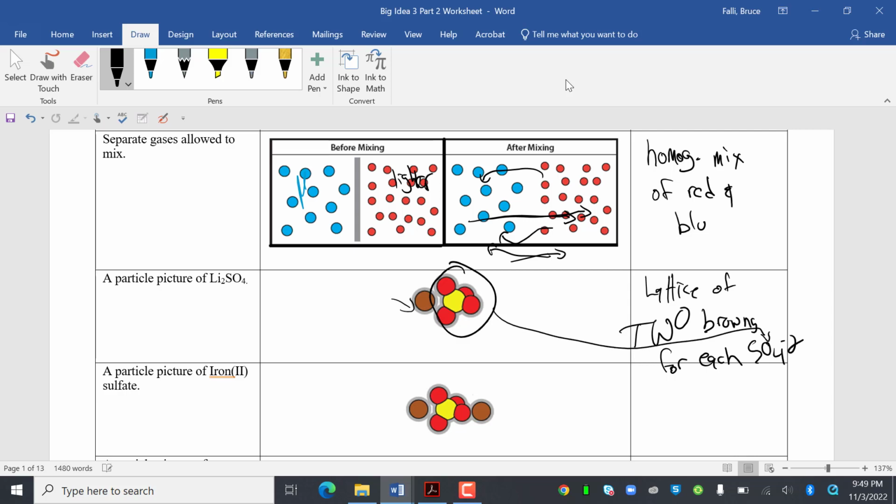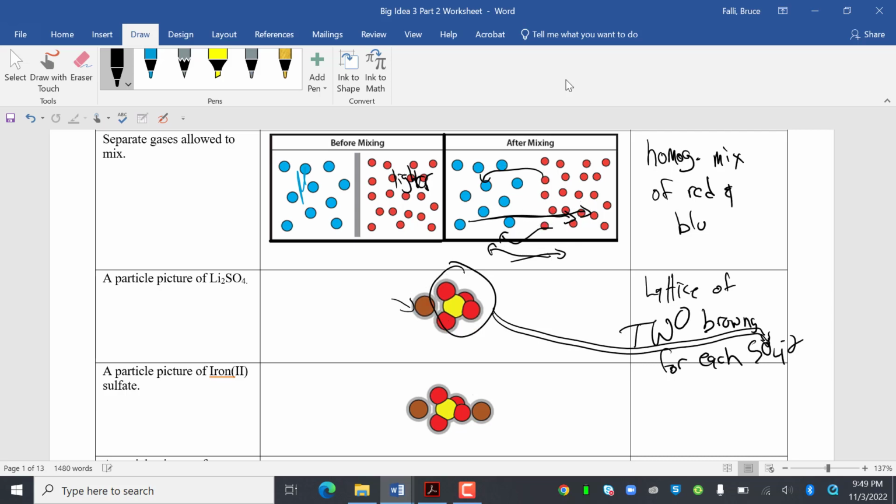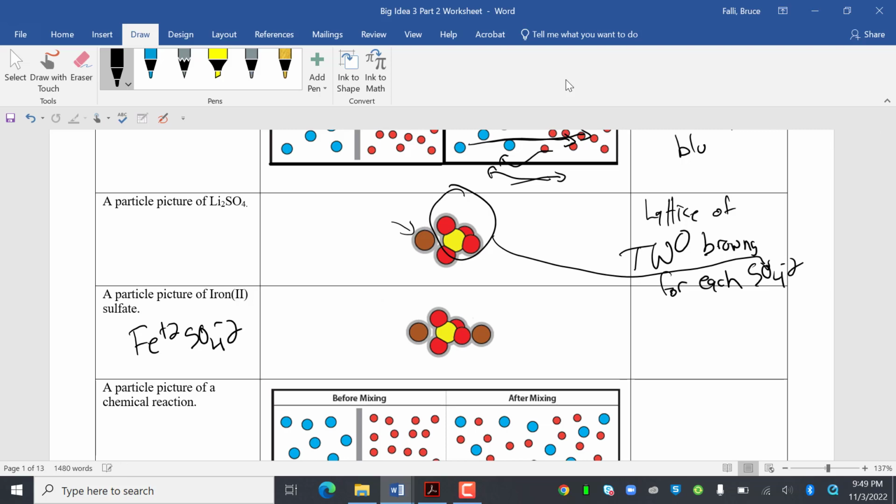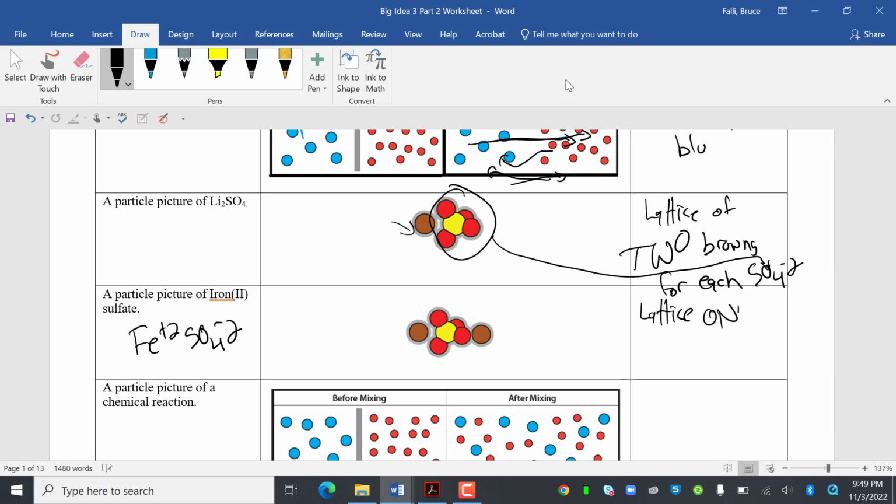Okay. A particle picture of iron 2 sulfate. Now, iron 2 sulfate, remember it's iron 2 sulfate, that means it's going to be Fe plus 2, SO4 -2. So again, it should be a lattice, which means it should be a repeating pattern of it, but there should be 1 positive for 1 negative ion. And again, the negative ion, well, this would be the sulfate. So this one should go away.